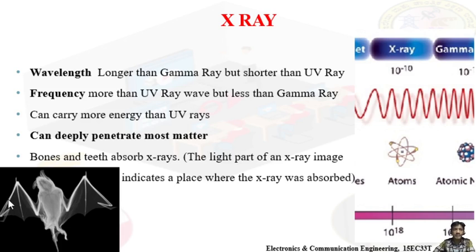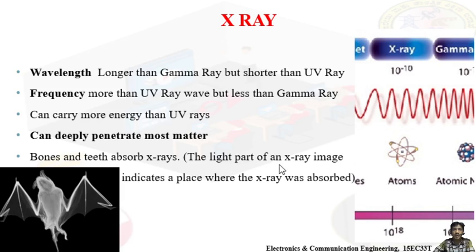Here you see this diagram. This is nothing but an X-ray. Here you can see the bones, and also the teeth. The bones or teeth absorb the X-ray, but the rest of them will not absorb. Therefore, the X-ray can be used for making medical images.